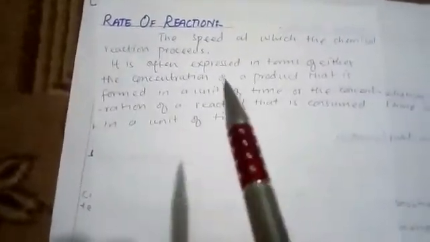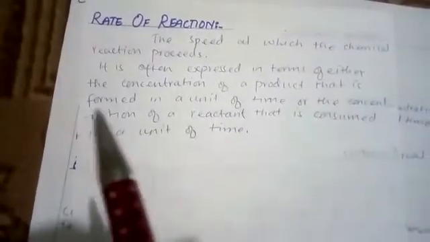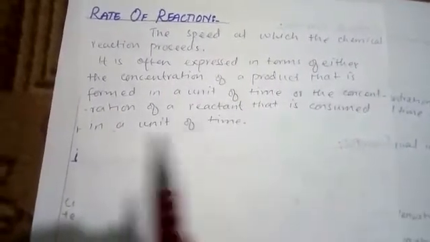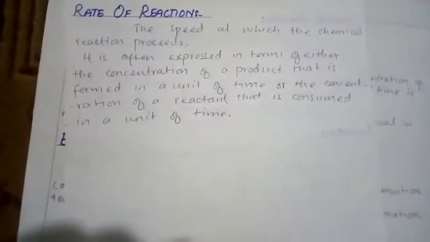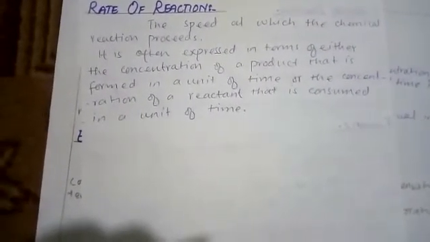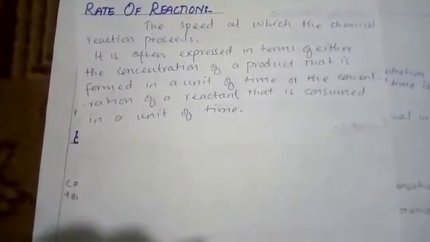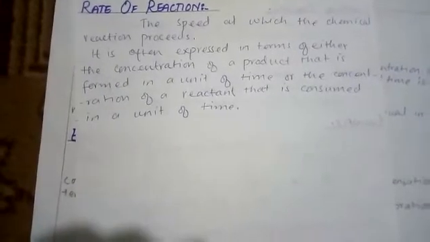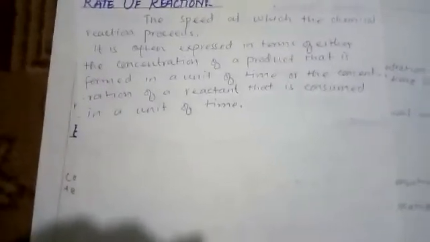It is often expressed in terms of either the concentration of product that is formed in a unit of time or the concentration of reactant that is consumed in a unit of time. It means how much reactant reacts together and forms how much product in a chemical reaction. So that amount of substance is called the rate of reaction, or we can say the speed at which the reaction proceeds is called the rate of reaction.